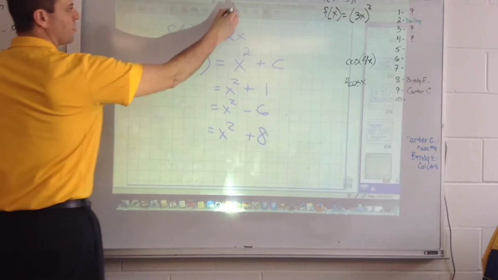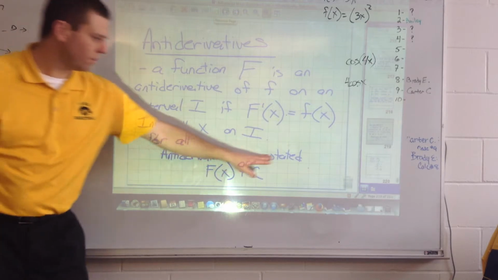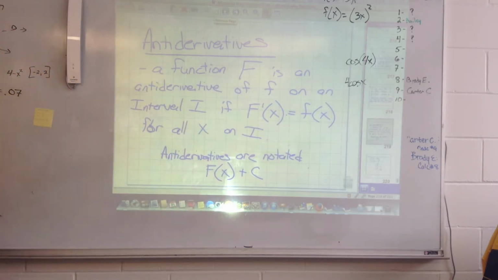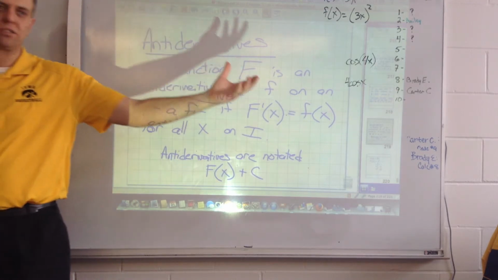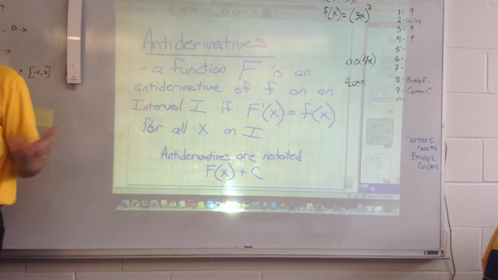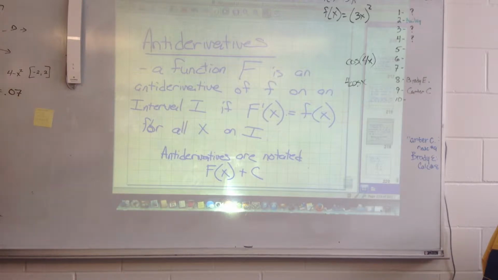So, anyway, that's what I mean by antiderivatives being notated F of x plus c. If they ask you to find the antiderivative of a function, just remember to put plus c on the back end of it, because the antiderivative of a given function could have some constant on the back end. You don't know what that constant is, you don't know if that constant is even there, but you need to put it there to represent all possible antiderivatives. Okay?